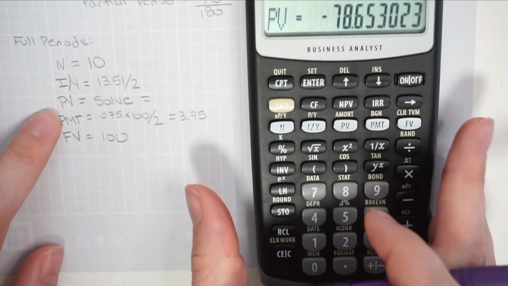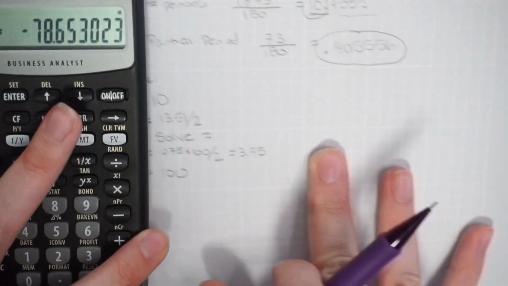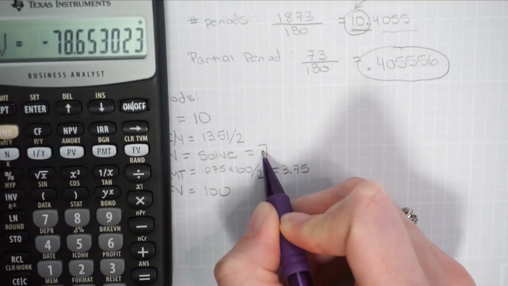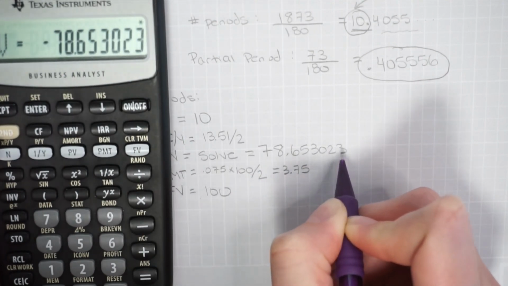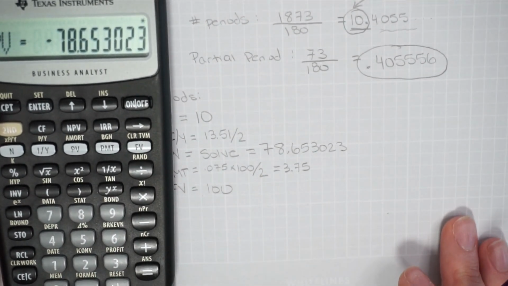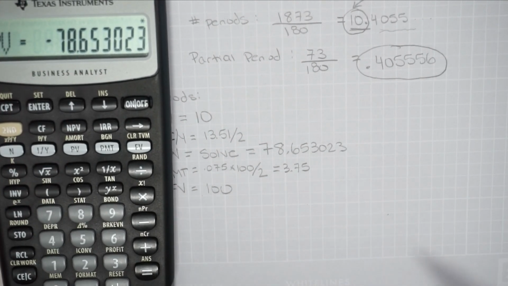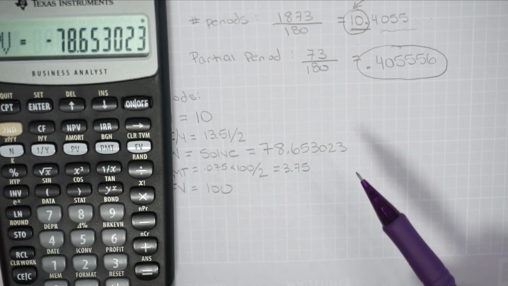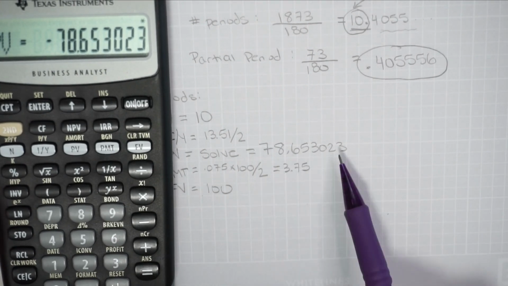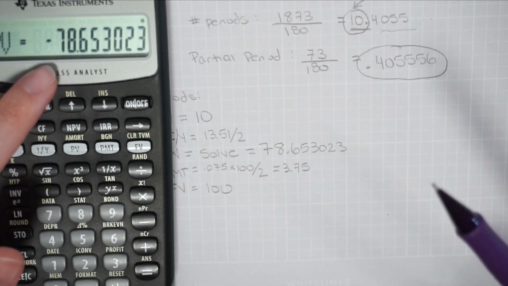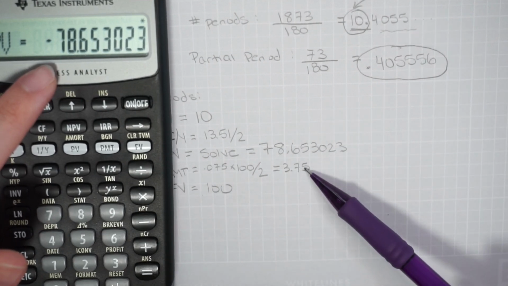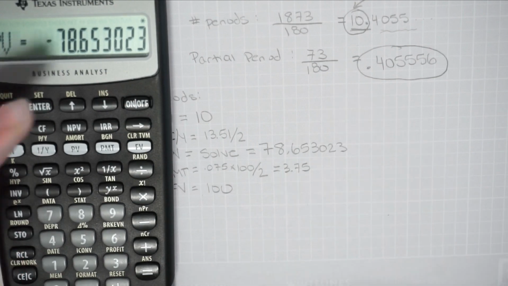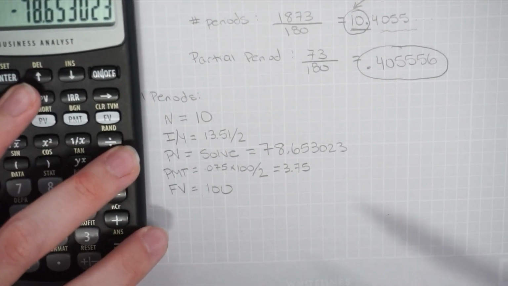So here I have $78.653023. And I always try and keep as many of those decimal places as I can. You can also ignore that negative number there if you want to. The calculator just thinks about them in terms of cash inflows and cash outflows. So it's thinking of you buying a bond today for $78.65. So that'll be a cash outflow from you. Then you're receiving the coupon and the future value. So those are both positive numbers.